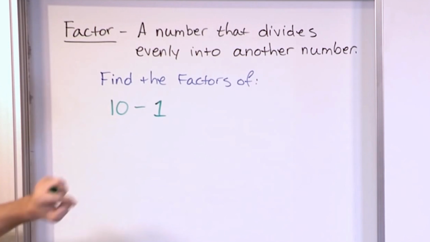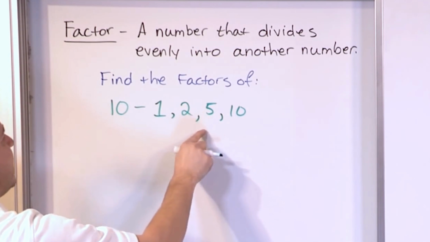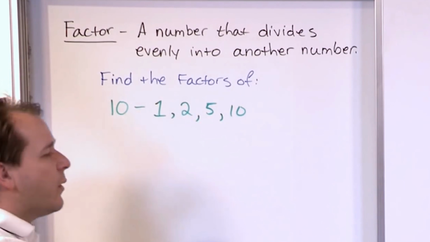So what we have here is a list of what we call factors. In this case, the factors of the number 10 are 1, 2, 5, and 10. These are all numbers that can be divided evenly into the number 10 with nothing left over. There are no other numbers in the universe that can be divided into 10 an even number of times.